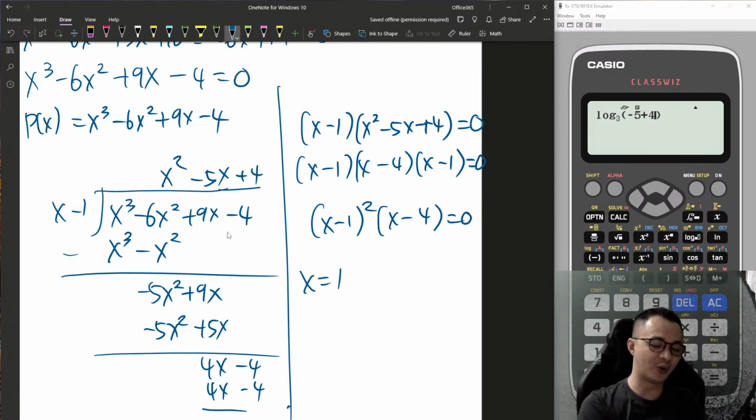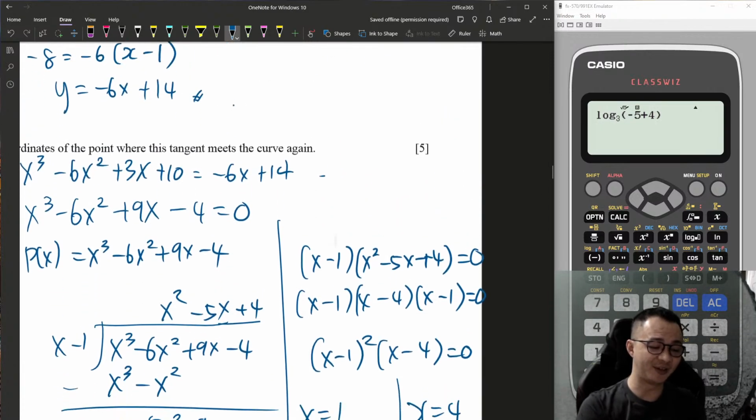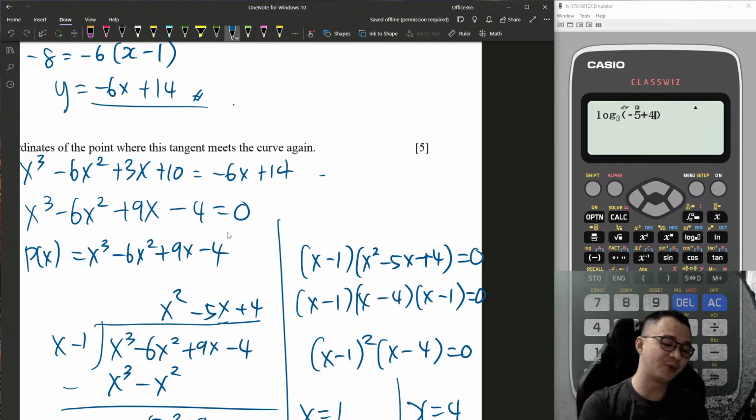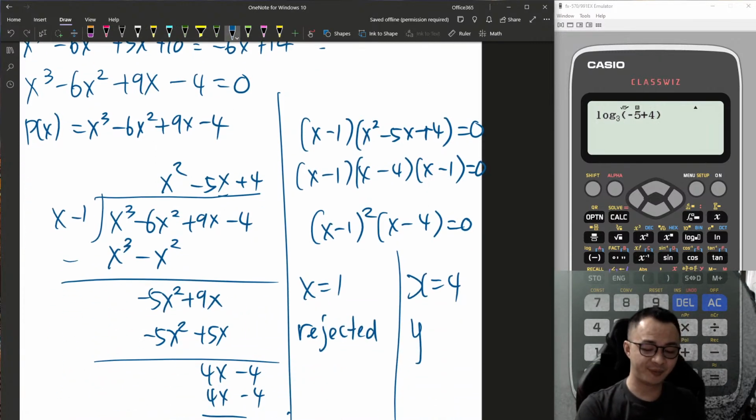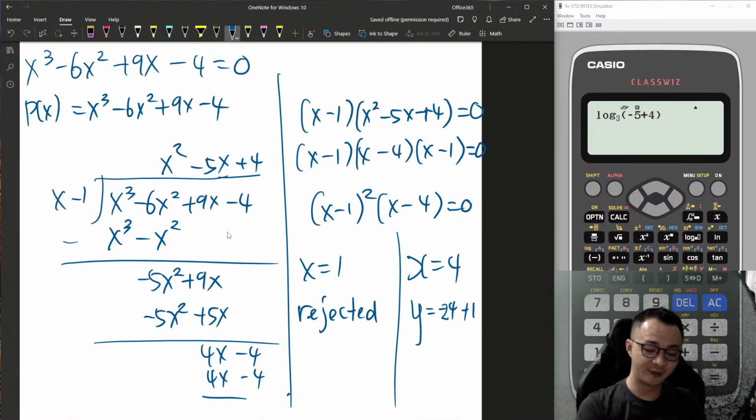Then x equals to 1. This one definitely rejected because this one is a tangent point, the first time they touch. I want to find when they will touch again, which is x equals to 4. So when x equals to 4, I want to find the y value. I just plug in the tangent. So y equals to -6x, -6 times 4, we got -24 plus 40. So y equals to -10. So the coordinate they're going to touch again is (4, -10).